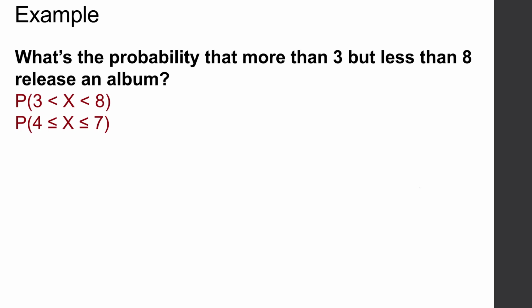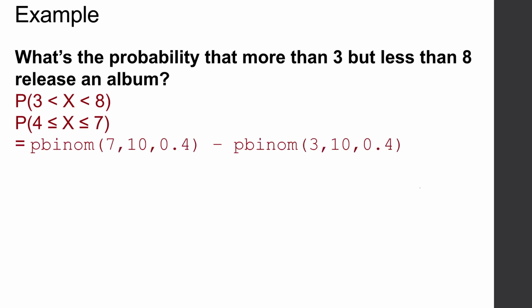That's going to give me 7 or 6 or 5 or 4 or 3 or 2 or 1 or 0. But I only want 7 or 6 or 5 or 4. So if I want to keep 4 through 7, I could do p binom of 7 and then subtract p binom of 3. I want to keep 4 on up, so I throw away 3 on down. And that's the trick that we're going to use to get these kind of probabilities.